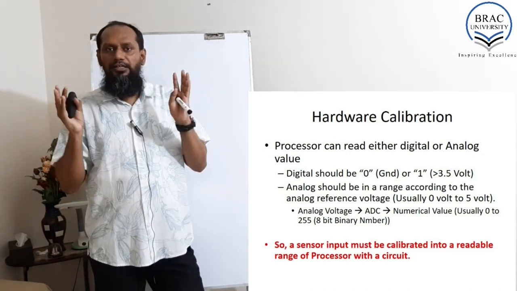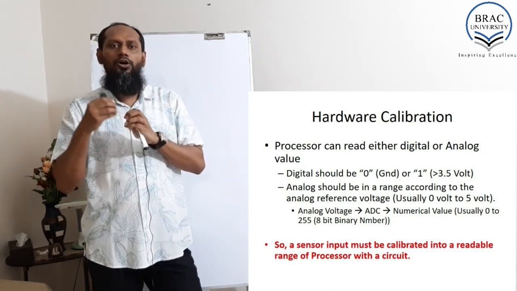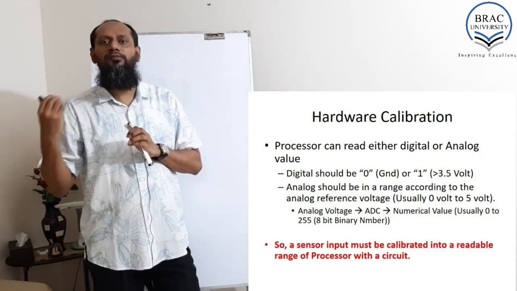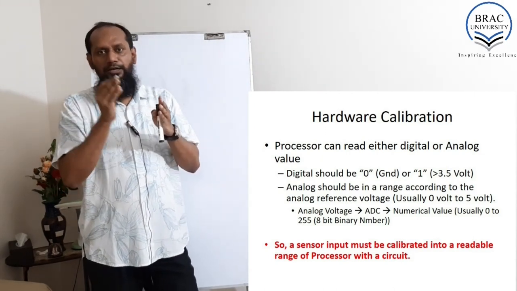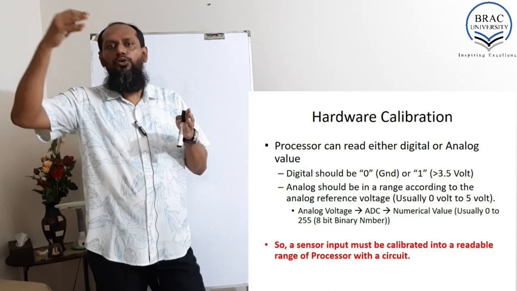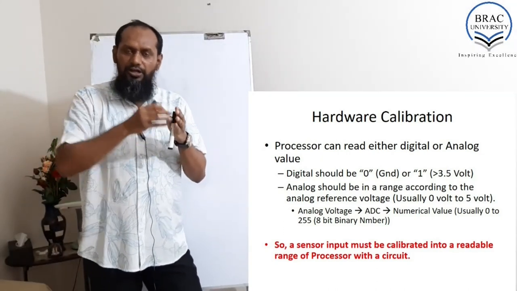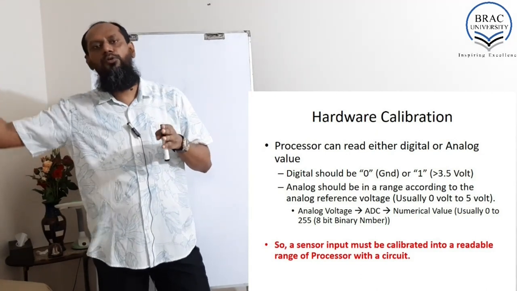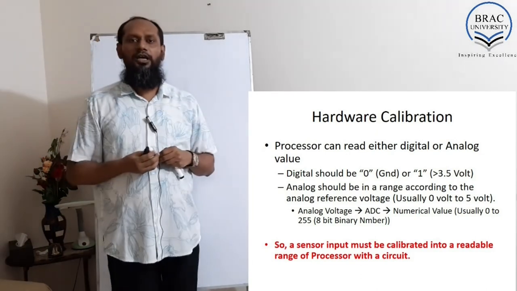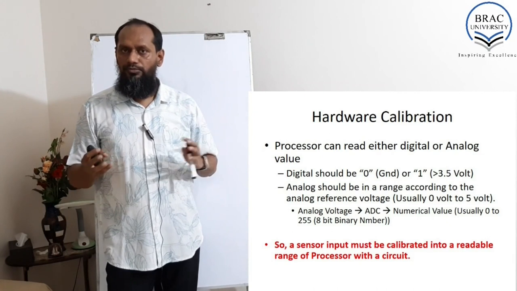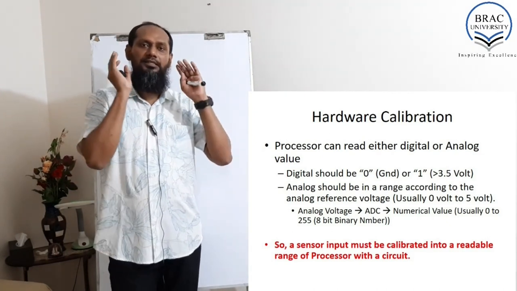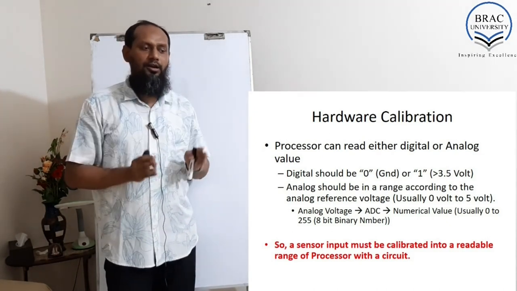Okay, but if our processor or system can sense analog values, like temperature from 0 to 40 degrees, it can sense 0 degree, 1 degree, 2 degree, 3 degree, 4 degree, all these 40 values, then we need an analog sensor. So we can have either a digital sensor or an analog sensor.